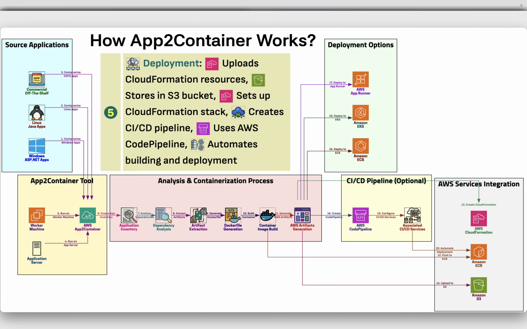App2Container can upload AWS CloudFormation resources to an Amazon S3 bucket and set up CloudFormation stack. It can also create a CI/CD pipeline using AWS Code Pipeline for automating container building and deployment.